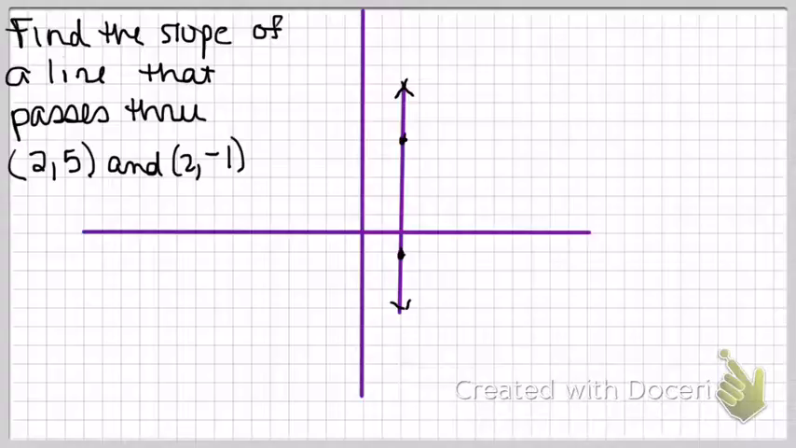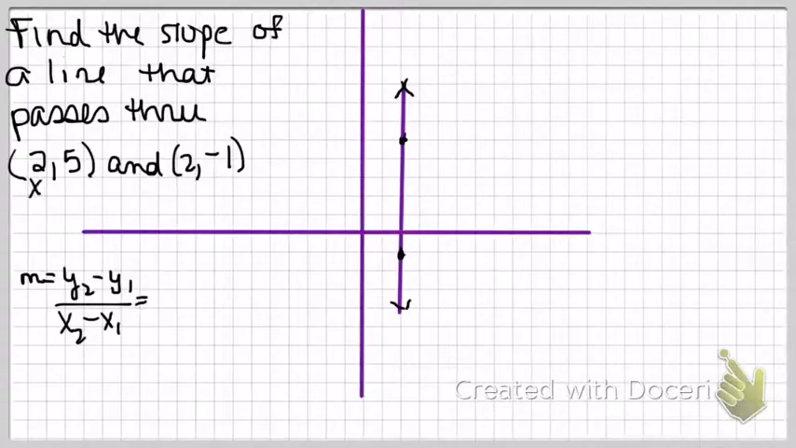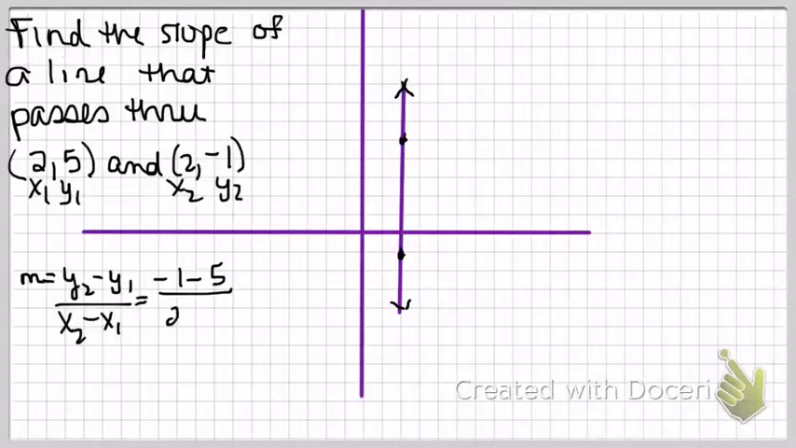Okay, I found the slope of this particular line that passes through (2, 5) and (2, -1). So again, if we use our slope formula, y sub 2 minus y sub 1 divided by x sub 2 minus x sub 1, and put in those values, we get negative 6 divided by 0. If you were to put that in your calculator, you're going to get an error message because it's called undefined.